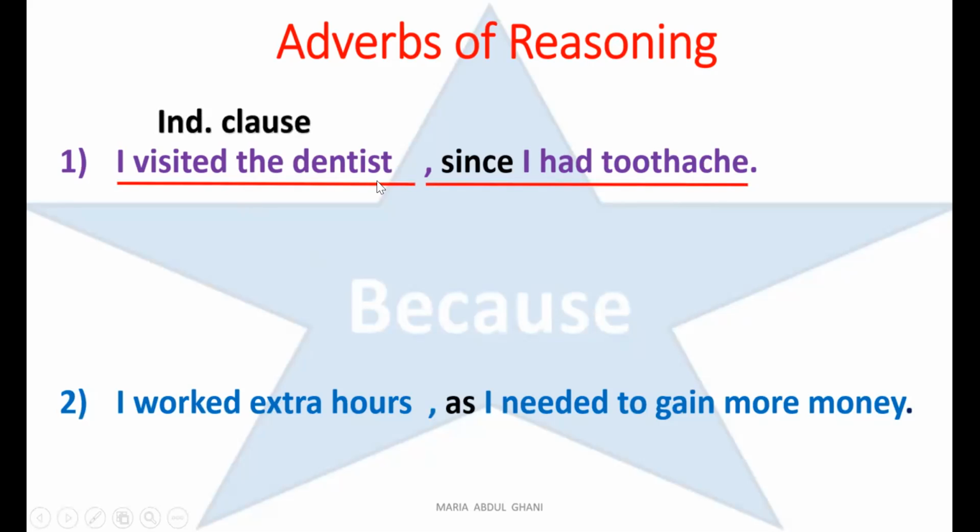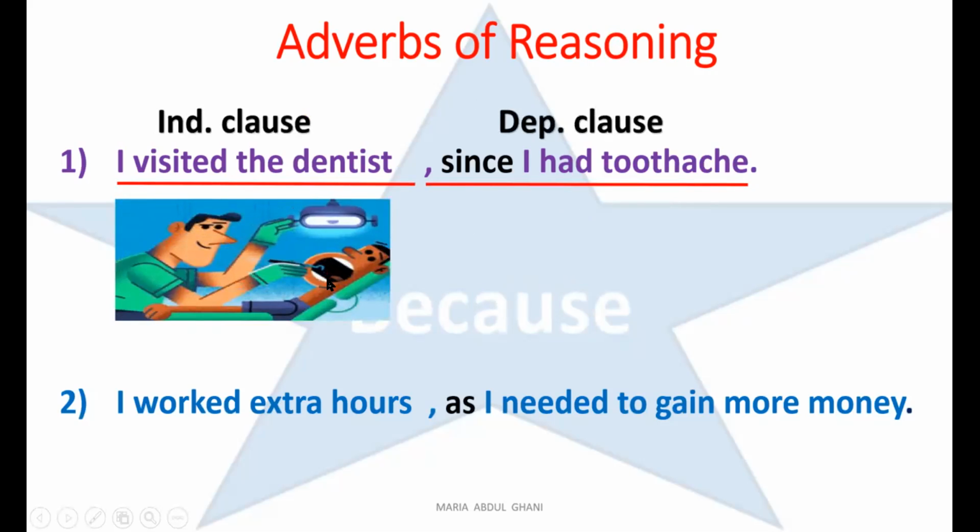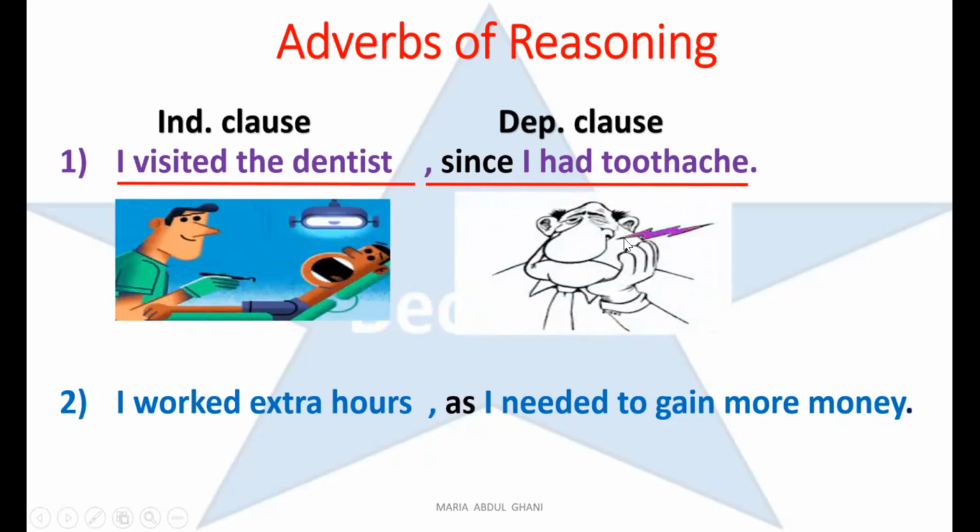Here, the independent clause, I visited the dentist, since I had a toothache. We are giving the reason why we visited the dentist. We visited him because of having toothache, tooth pain. I visited the dentist, and this is the reason of visiting the dentist, having a toothache, pain in the teeth.